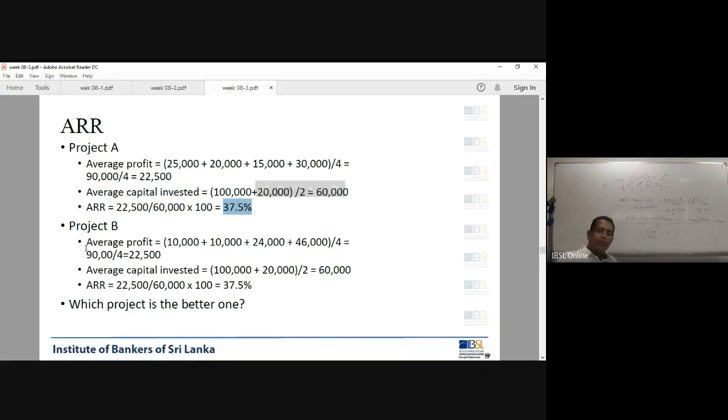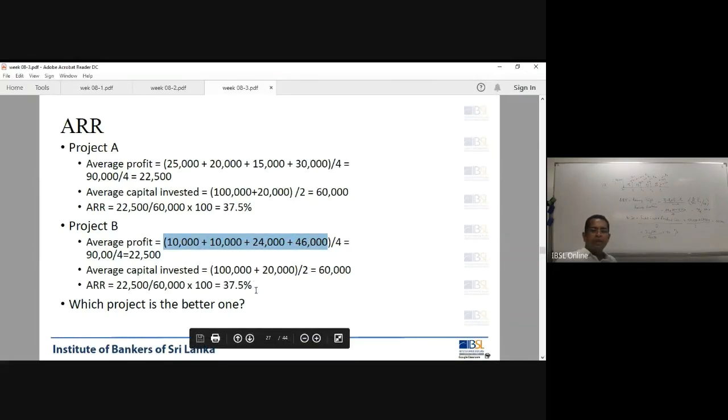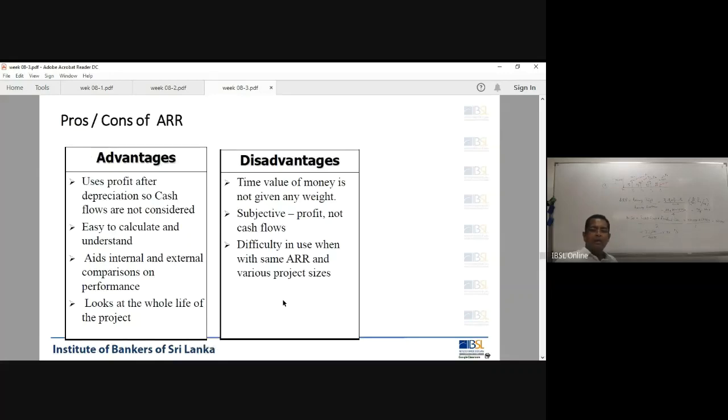So you do the same maths for average profit and average capital investment on project B. So you get this. It will also give the same answer. Which one is the better one? When you have the same answer, you can't consider which one is the best. That is a disadvantage we have with this method. We use profits. Advantages: it is easy to calculate.